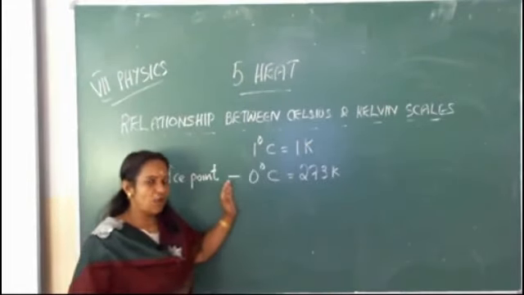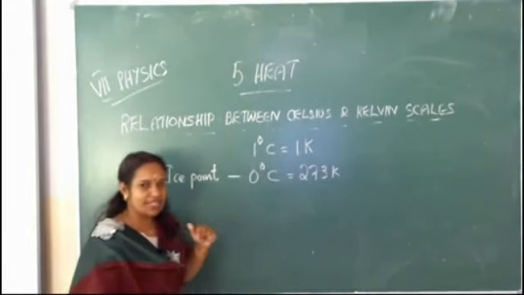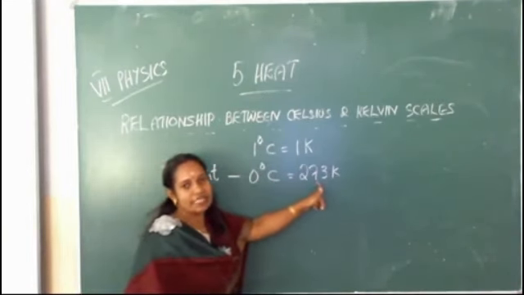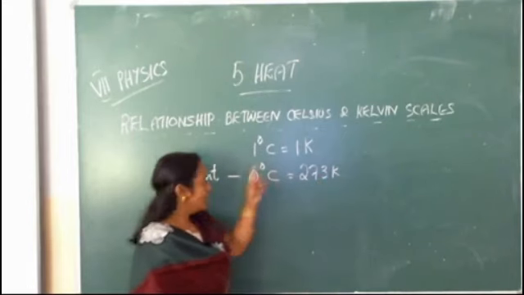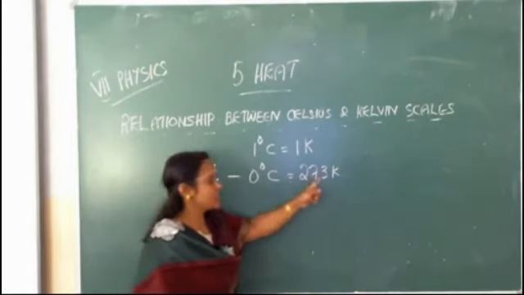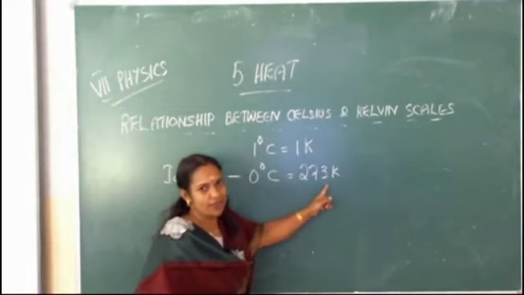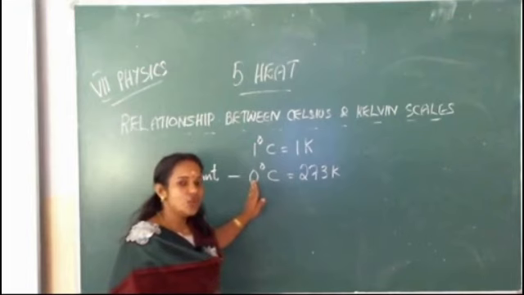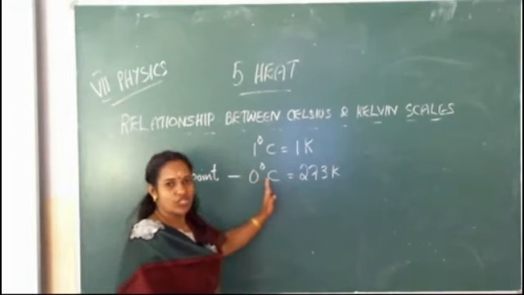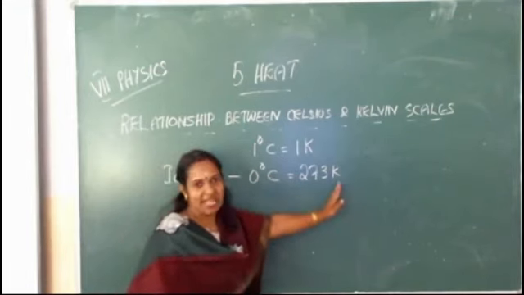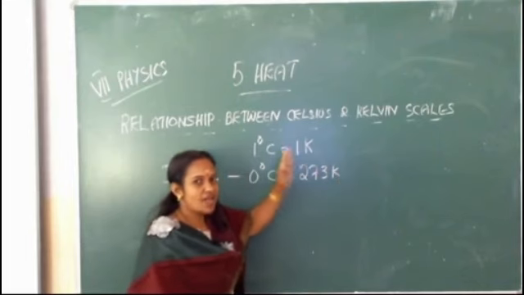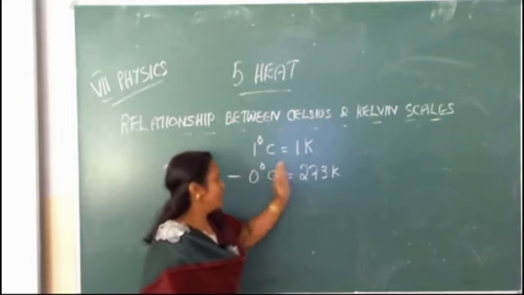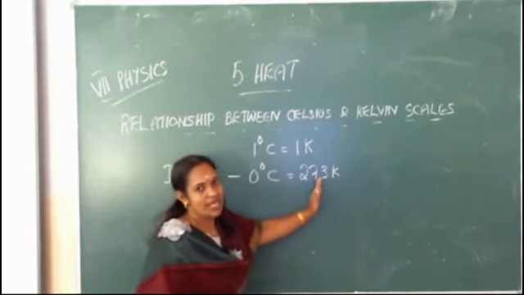What about the ice point in Celsius and Kelvin scales? Ice point in Celsius scale is 0 degree Celsius. In Kelvin scale it is 273 Kelvin. That means 0 degree Celsius corresponds to 273 Kelvin. Here when we are adding 273 to the Celsius temperature, we are getting Kelvin temperature. Just we are adding 273 to the Celsius temperature, then we are getting Kelvin scale temperature.